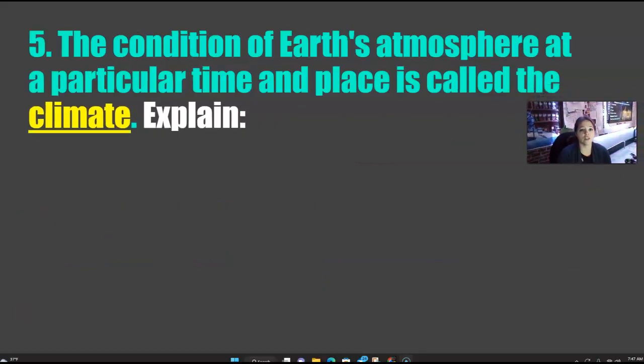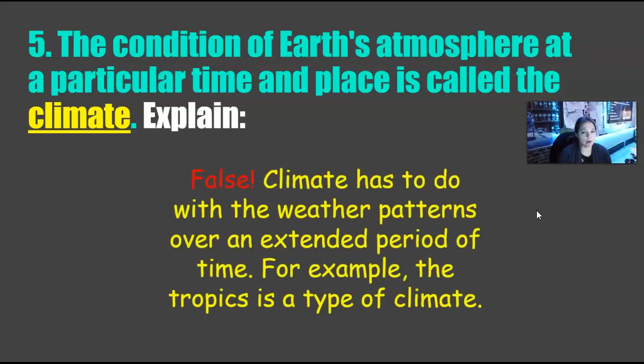So 5, the condition of Earth's atmosphere at a particular time and place. This is called climate. True or false? This would be false. Remember, weather is the condition of Earth's atmosphere at a particular time and place, whereas climate has to do with the patterns over weather patterns over an extended period of time. For example, the tropics. The tropics are a type of climate. So this goes in that explain section.